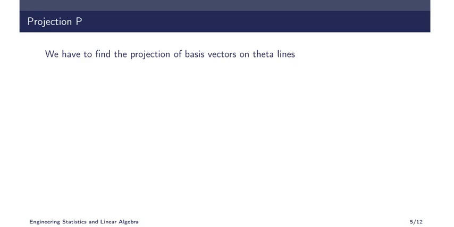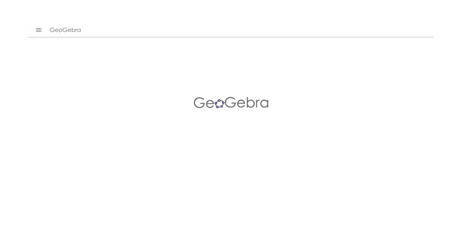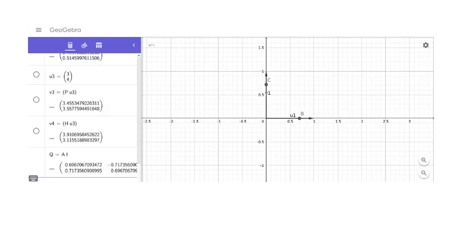Now what we have to do is find the projection of a basis vector onto a theta line. So we have to consider a theta line, a line passing at an angle theta, and we have to project that onto the x-axis. So we will go to GeoGebra. So I am opening GeoGebra here.